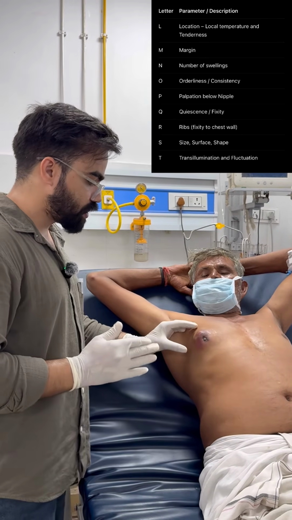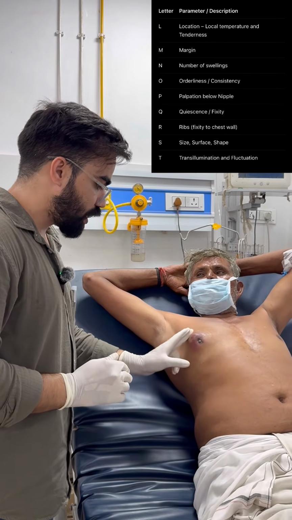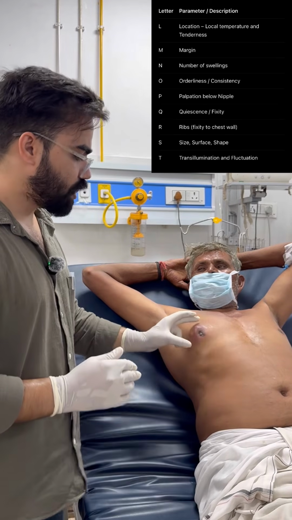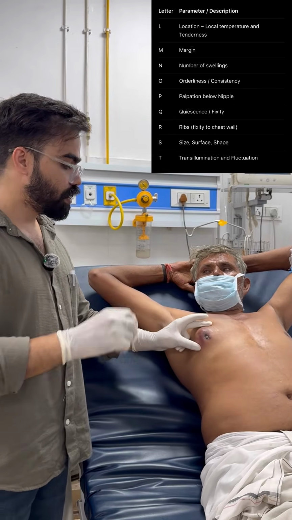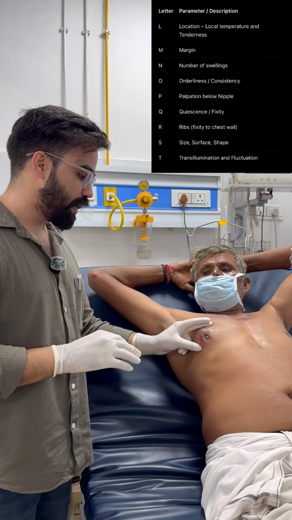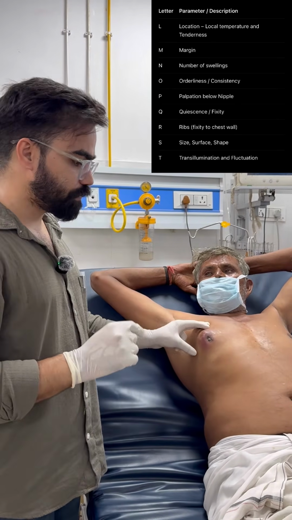M stands for margin of the swelling. Now, in this particular case, the margins of the swelling are perfectly smooth. In case of malignancy, the margins become irregular. In case of fibroadenoma also, the margins are smooth and it's an encapsulated swelling. After margins, L, M and M. After M, we will go to N. N stands for number of swelling.